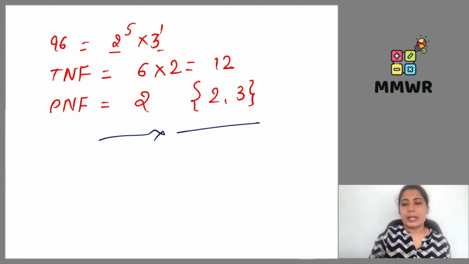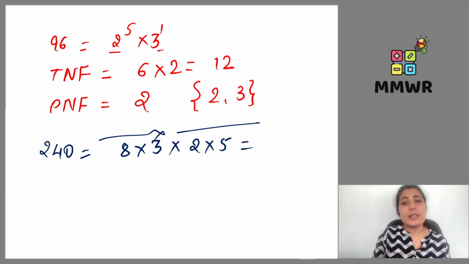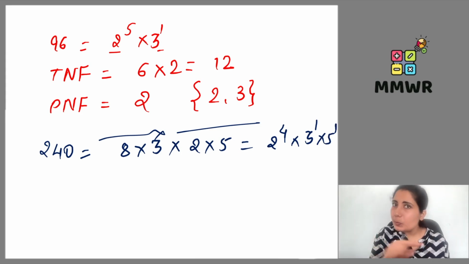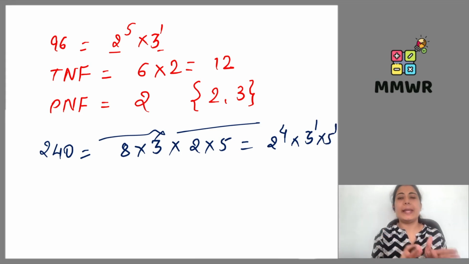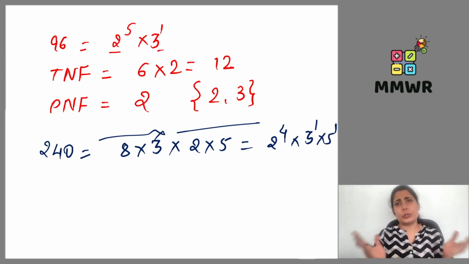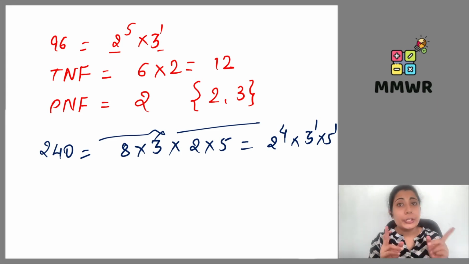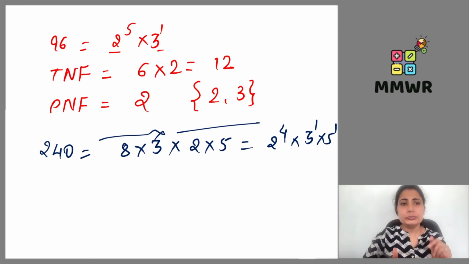Then we can move to another example, which is the last one, 240. So 24 is 8 3s, and 10 is 2 5s. So this gives me 2 to the power 4, 3 to the power 1, 5 to the power 1. To have this speed, you have to practice a lot. Why am I writing it 2 to the power 4, 3 to the power 1, 5 to the power 1? You should practice enough. Then only you'll be able to do it faster.